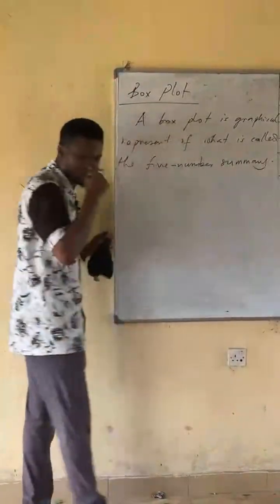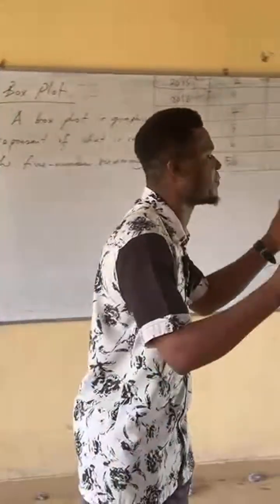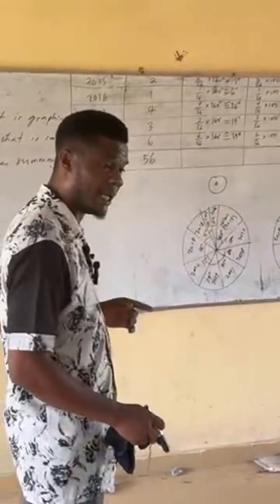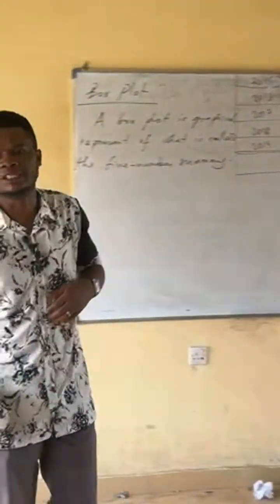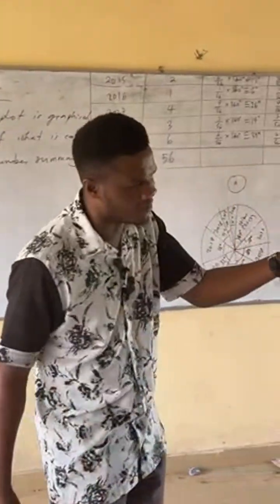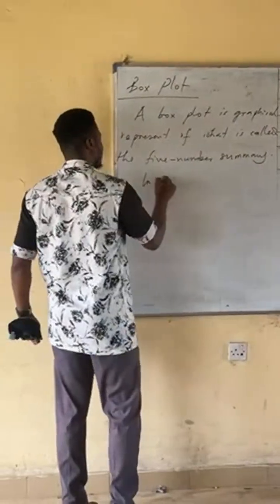Full stop. So the first paragraph answers the question, class, what is a box plot? The box plot is a graphical representation of what? The 5 number summary. Is it clear? Now the question is, if I were on that side listening to you, the next question I will ask you is, sir, please, what is the 5 number summary? Is it clear?